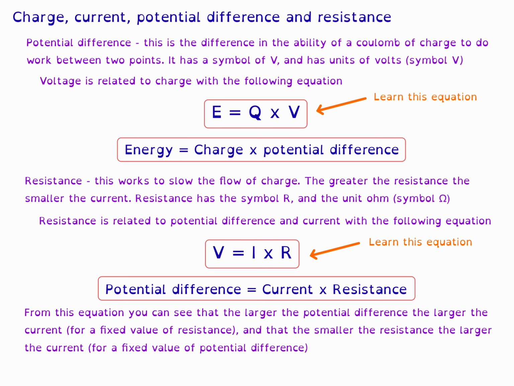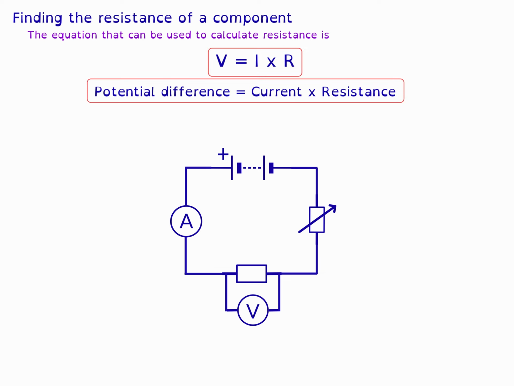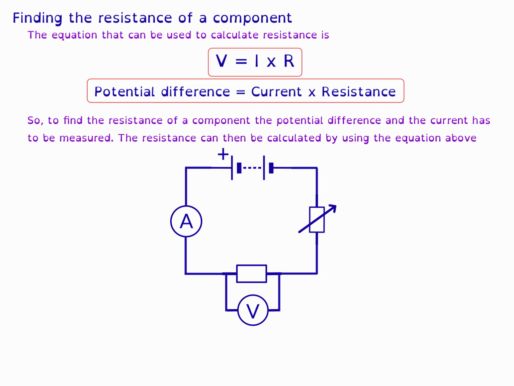This is potential difference equals the current times the resistance. From this equation, you can see that the larger the potential difference, the larger the current, and that the smaller the resistance, the larger the current. The equation that can be used to calculate resistance is V equals IR. Potential difference equals the current times the resistance. So to find the resistance of a component, the potential difference and the current have to be measured. The resistance can then be calculated by using the equation above.